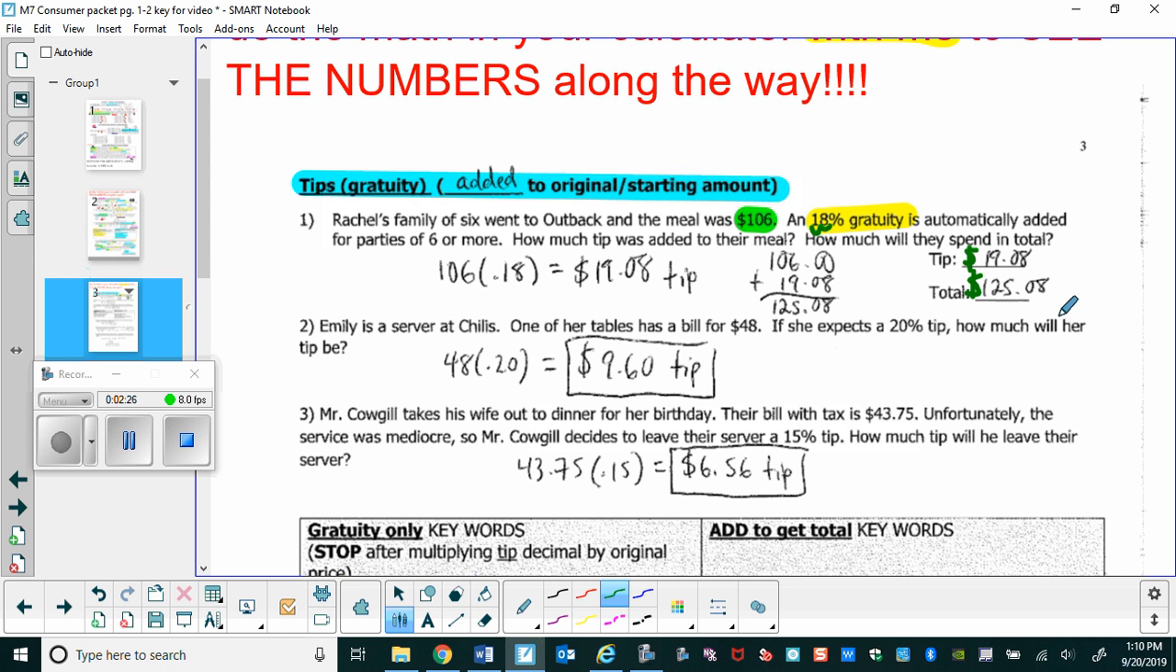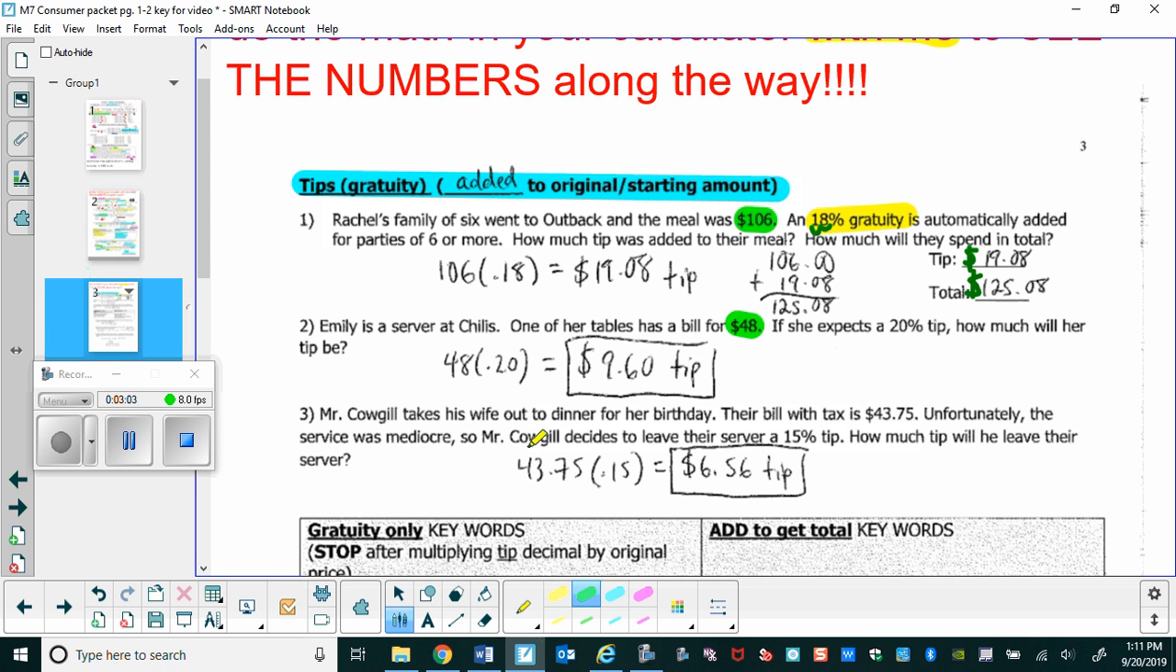All right, for number 2, Emily is the server at Chili's. One of her tables has a bill of $48. If she expects a 20% tip, how much will her tip be? So for this one, we're going to take the $48 that they're going to pay, and we're going to multiply it by 0.20. And when you multiply 48 times 0.20 in your calculator, you're going to get $9.60. Notice that it's not asking us how much will Emily pay, or will Emily's table pay. It's just asking how much tip will she get. So we're going to stop the calculation there, and that's our answer.